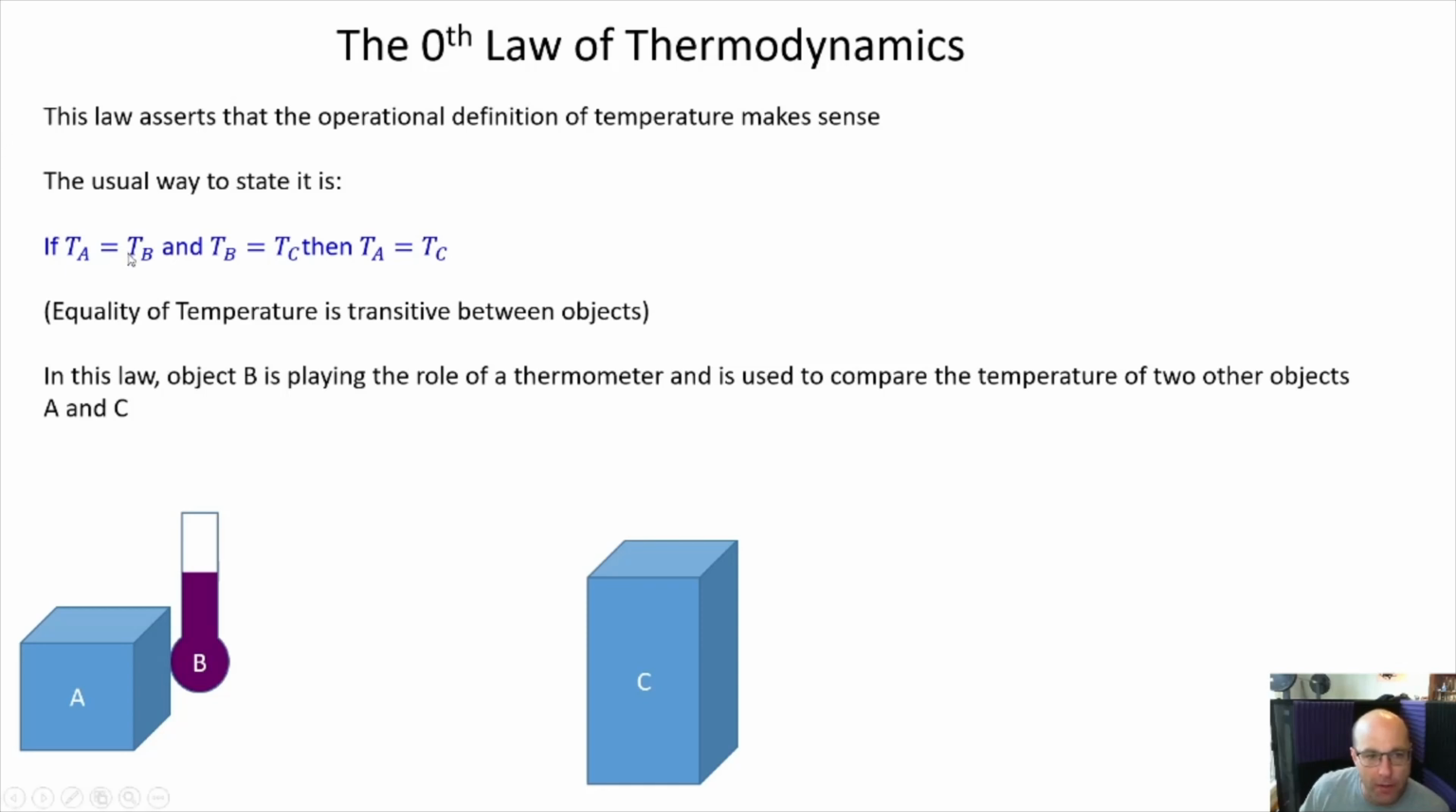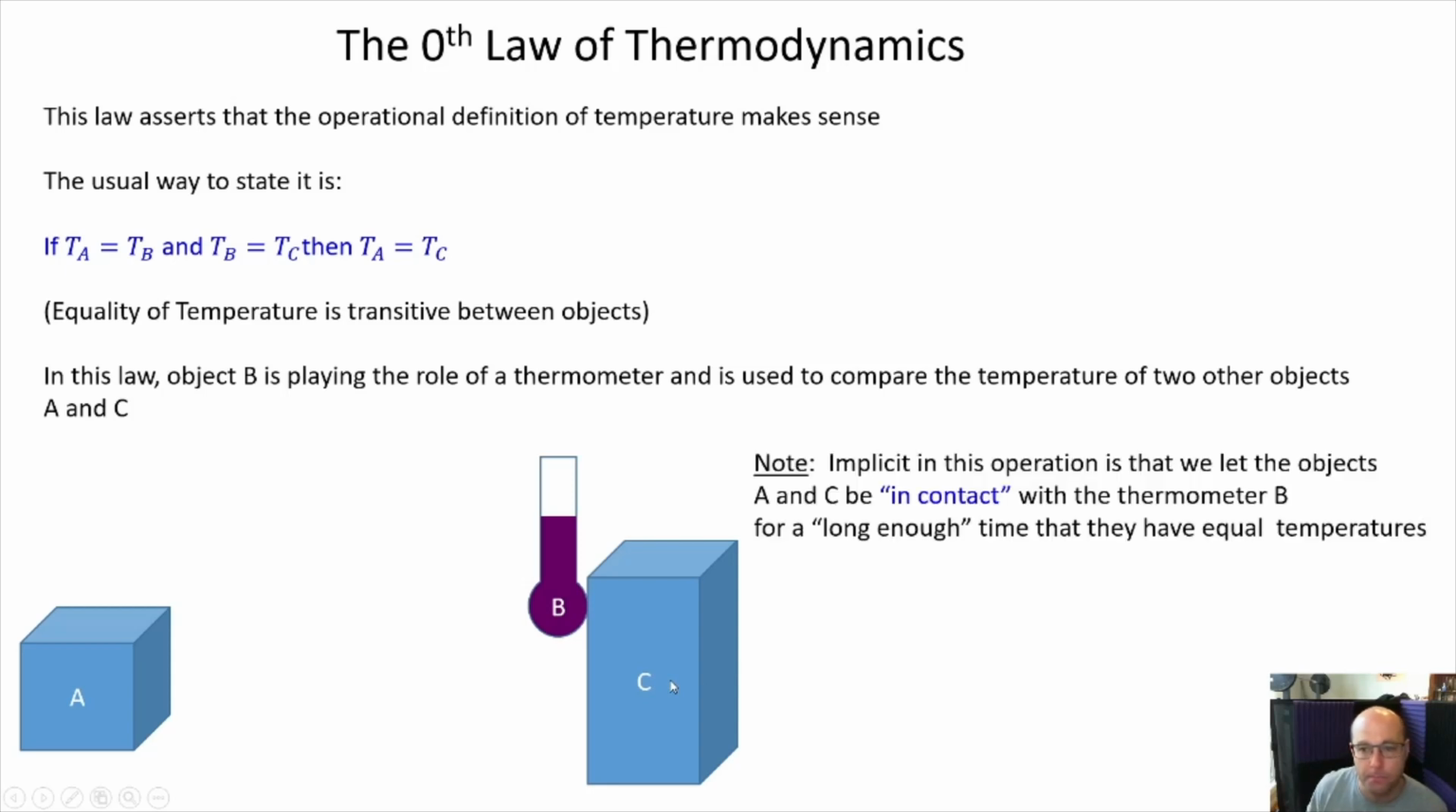And so it's interesting to think about that in this blue definition, the object B is playing the role of the thermometer, right? It's being used to compare the temperature of two different objects, TA and TC, right? So we start out and we somehow measure the temperature of A by touching B to it, take it away, move it over and do the same experiment with C. If this is a capillary thermometer, if the level is the same on these two, then we know that A and C have the same temperature.